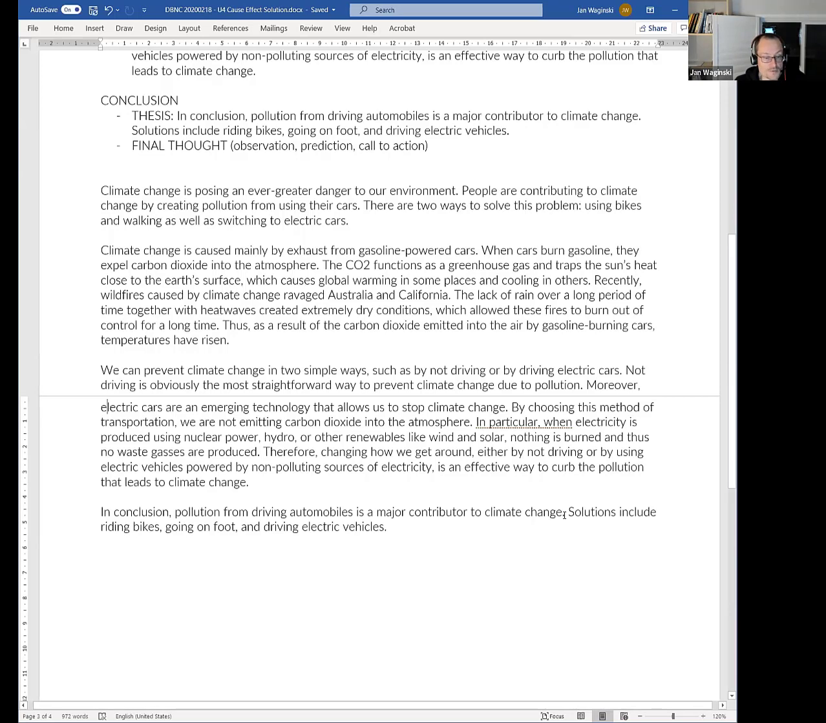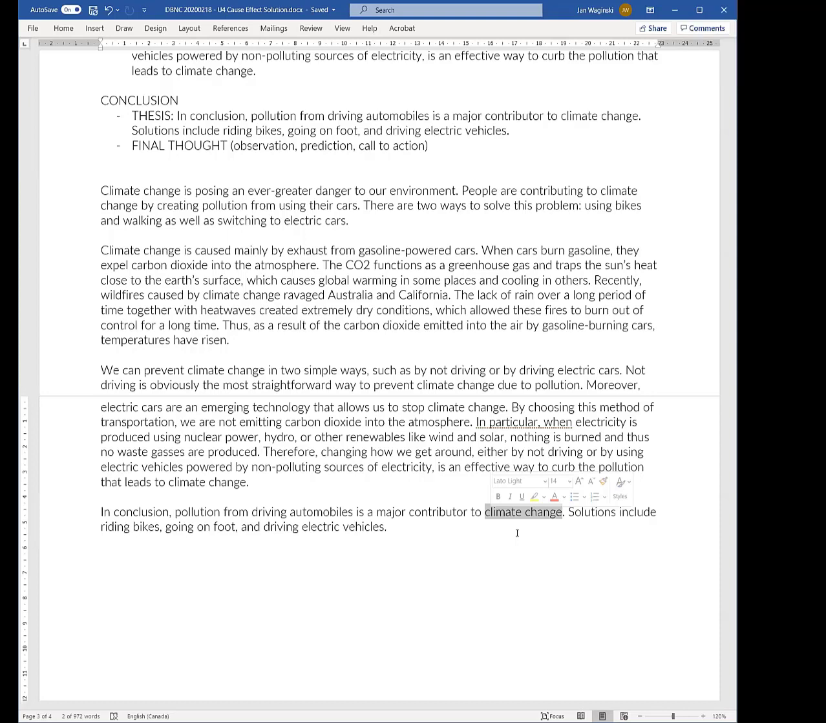Okay, I think we've used climate change a little bit too much. Can you think of any synonyms for climate change? Remember that paraphrasing includes changing word order, changing word form. So you don't always need to completely use different words. How could you change those words around? Change the climate? To. Close.